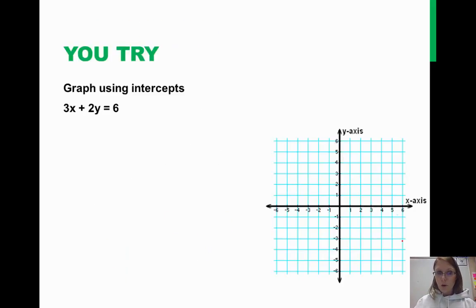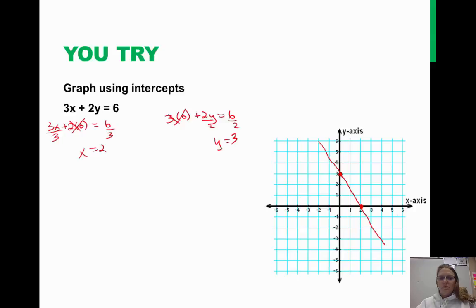Now I want you to take a moment to try to do it yourself. Come back and check on the video when you're finished. Okay, so on this one I have x equals 2 as my x-intercept and y equals 3 as my y-intercept, and if you notice, I connected the dots and made my line, and that is how we graph by intercepts.